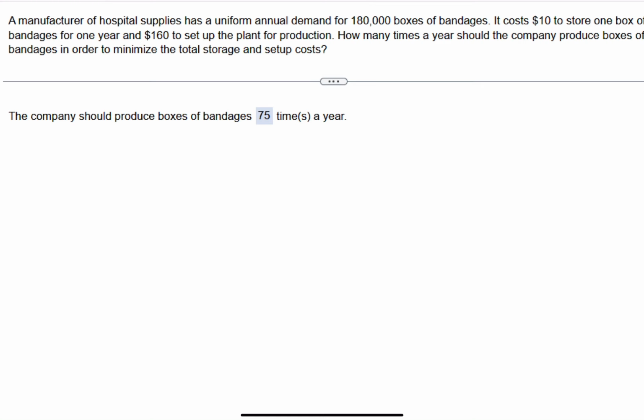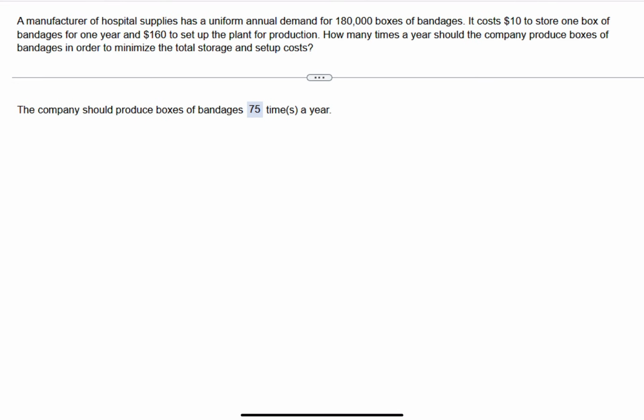One of the basic assumptions made in these problems is that the demand is always going to be uniform. Let's read the problem first. A manufacturer of hospital supplies has a uniform annual demand for 180K boxes of bandages. It costs $10 to store one box of bandages for 1 year and $160 to set up the plant for production. So what does this mean?